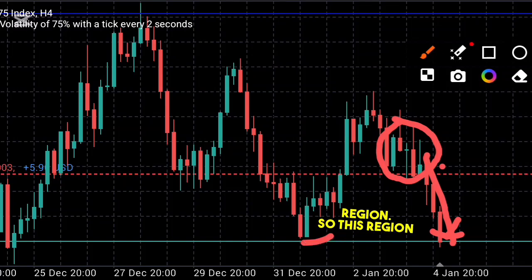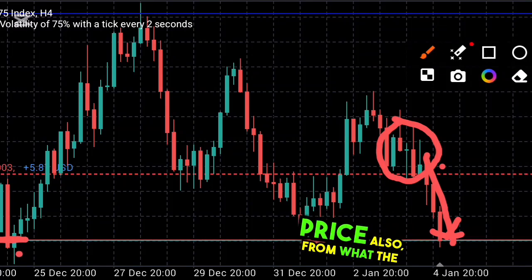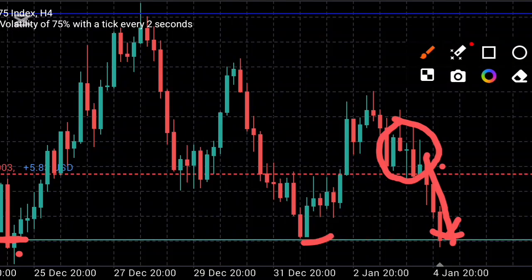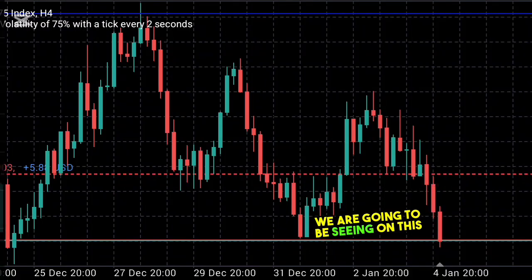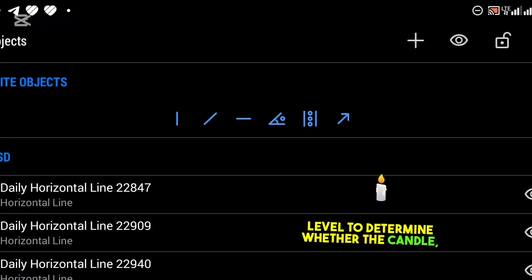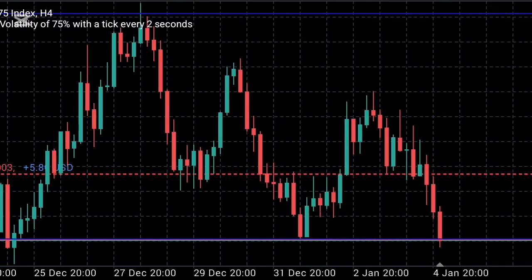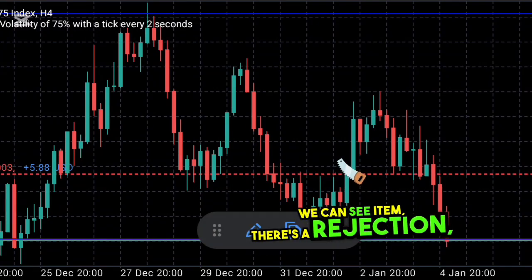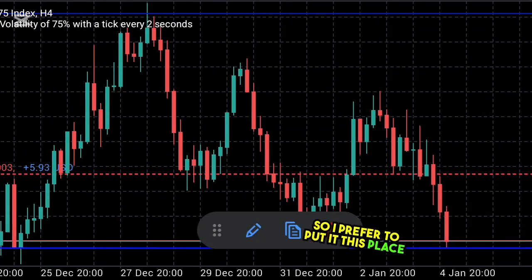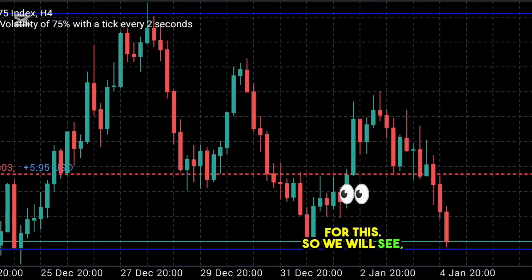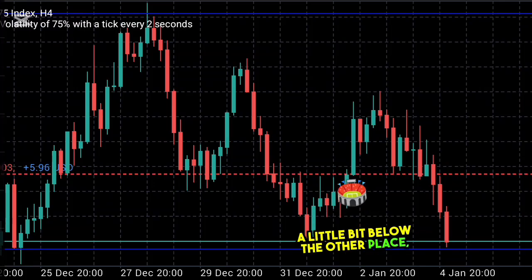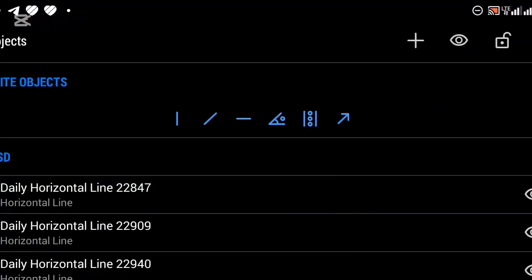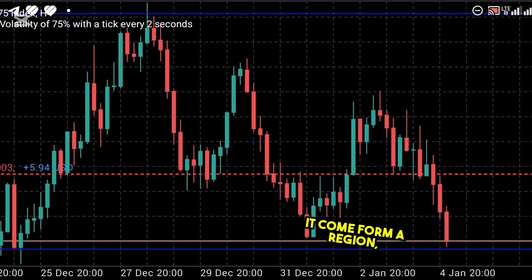So this region is very critical. We might see the price bounce off, from what the lower time frame is saying. So let me see how we put resistance points in this. Depending on the candlestick patterns we are going to see on this level, we can determine whether the market is going to bounce off this level. So we can see there's some rejection coming in. I prefer to put it at this place, although it breaks a little bit below the other place, and it shows that it can form a region.